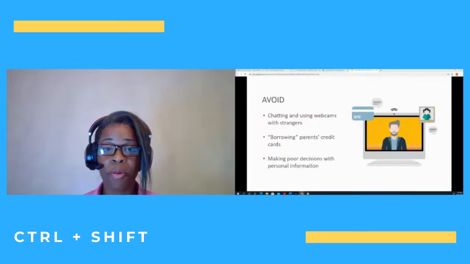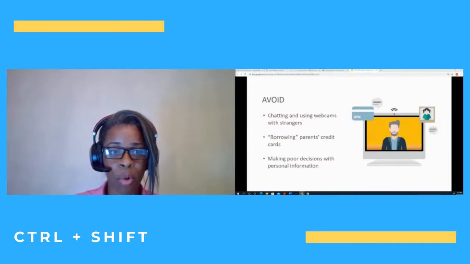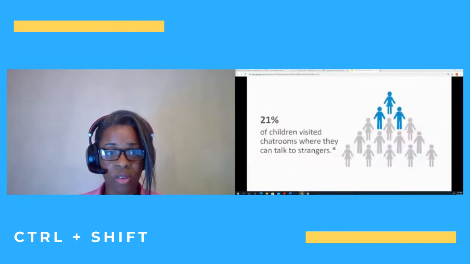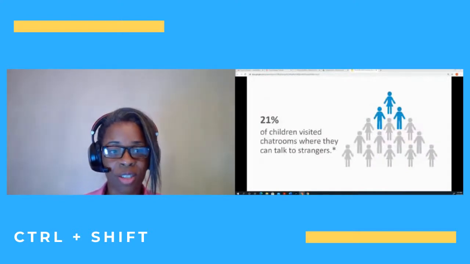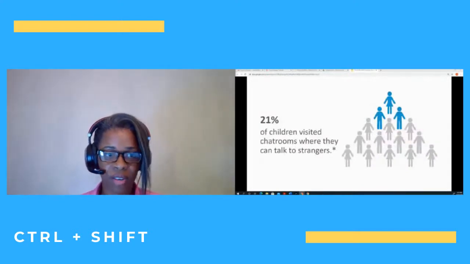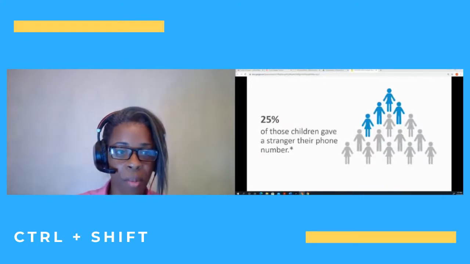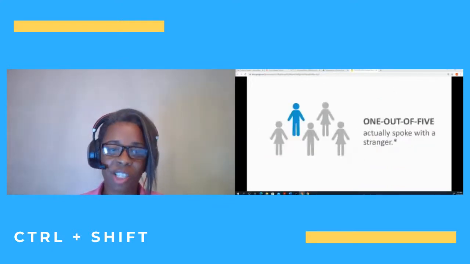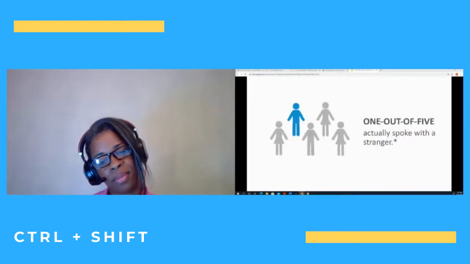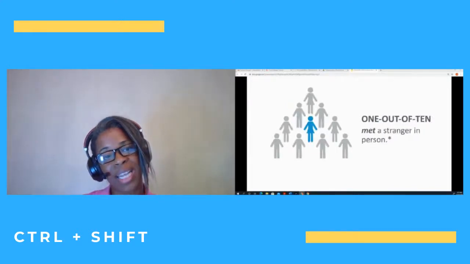So Carmen, from a very young age, we have to teach these kids about safety. How do you search? Where do you search? What games are you playing? How do you download music and movies? These are all really important things, because we get back to the data again, where 21% of children visited chat rooms where they can talk to strangers. 25% of those children gave a stranger their phone number. 1 out of 5 actually spoke with a stranger. 1 out of 10 met a stranger in person.